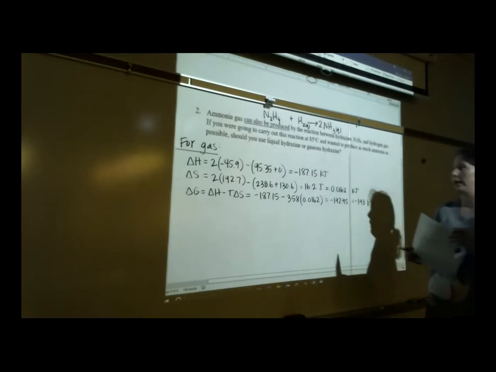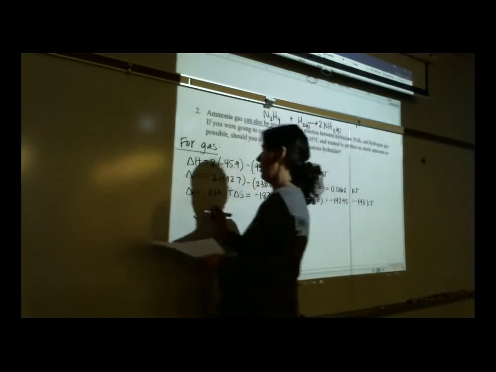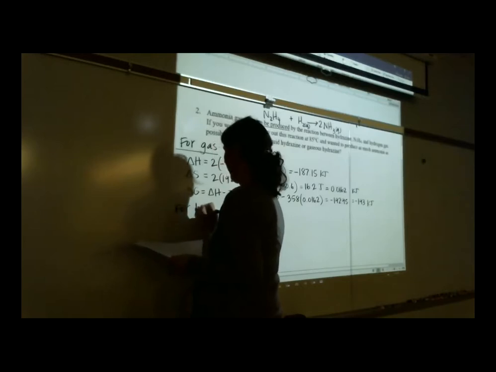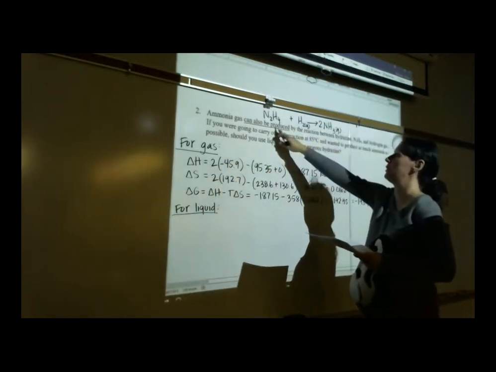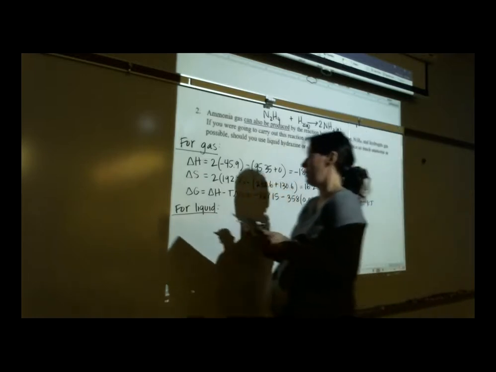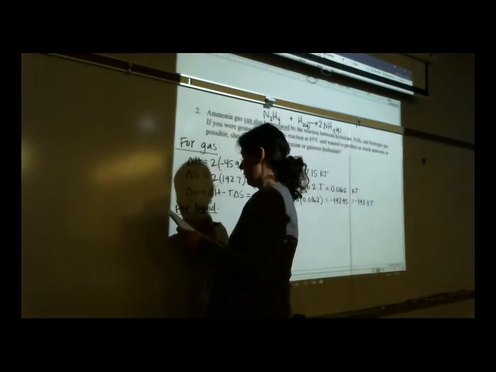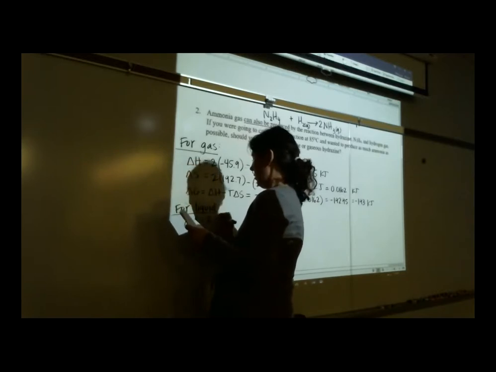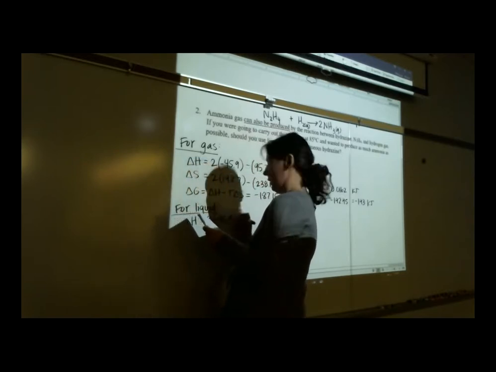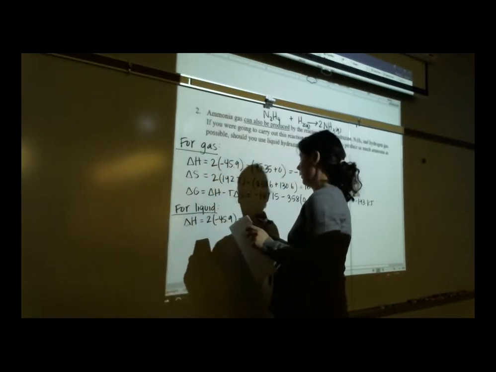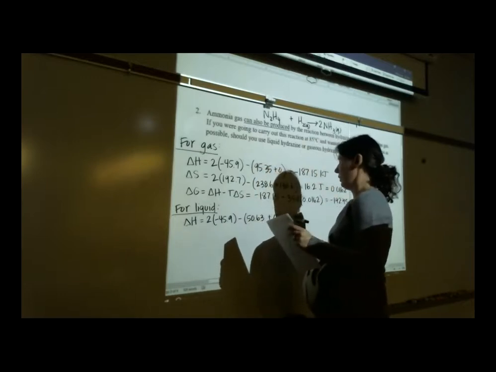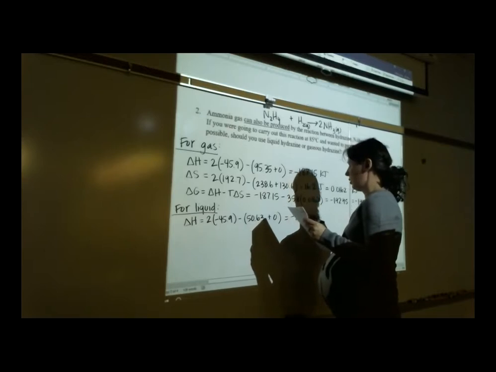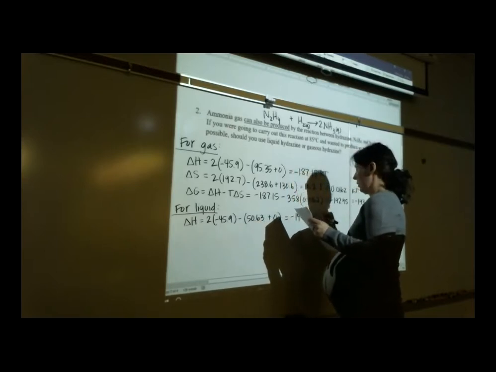And then for liquid, right, because I've got to compare it to the liquid. For liquid, my values are going to vary just a tiny little bit, right? Because this is the same. This is the same. The only difference is this number here. So I shouldn't expect my answer to deviate a whole lot, but it would be enough for me to pick. 2, negative 45.9 minus 50.63. That's the difference, plus 0. So I got negative 142.4 kilojoules.